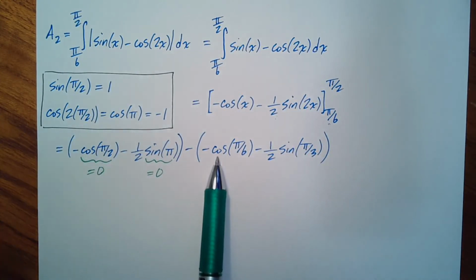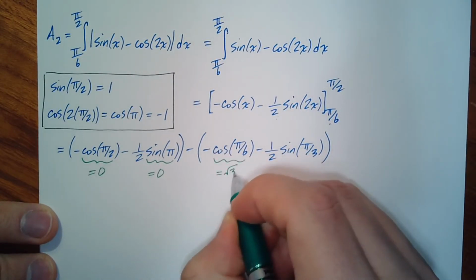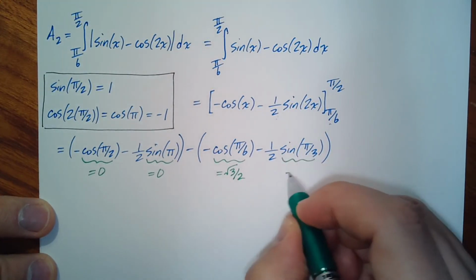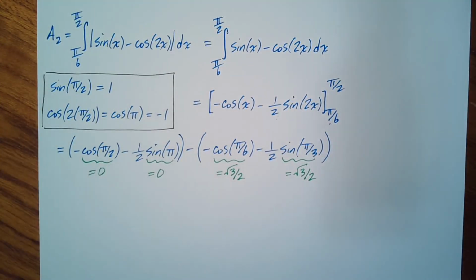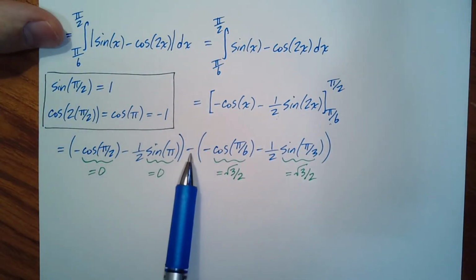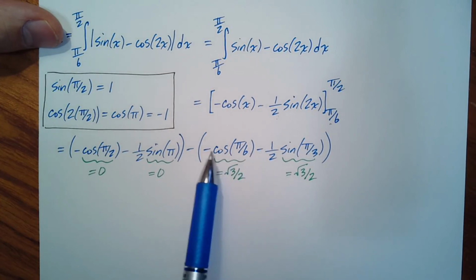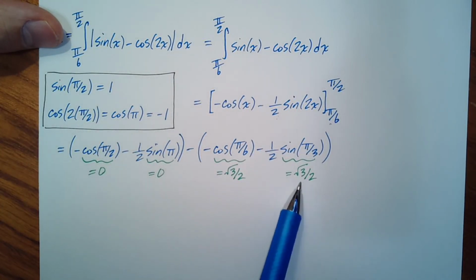And then here, we'll have cosine of pi over 6, which is equal to root 3 over 2. And then we have sine of pi over 3, which is also equal to root 3 over 2. So we put everything together now, and we can finish this off. What's going to happen? This negative is going to cancel with that negative. If you distribute this negative into the brackets, it's going to cancel both of these negative signs, and you just have plus root 3 over 2 plus 1/2 root 3 over 2.